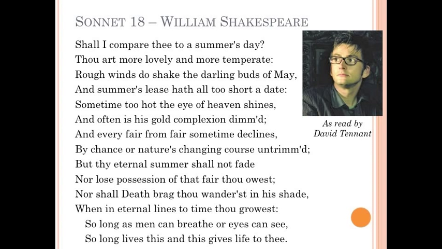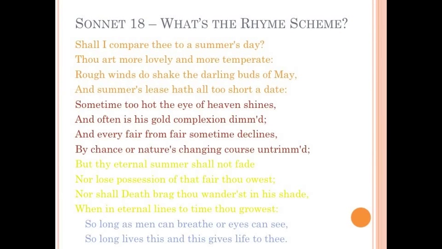Now that we've listened to David Tennant recite Sonnet 18, let's figure out how we can break this up into stanzas. I said that we were going to be working with two different kinds of stanzas, the quatrain, which is the four-line stanza, and the couplet, the two-line stanza. If we look at this very carefully, I have separated these stanzas into four different colors, and as you can see, the first three separations, the orange, the red, and the yellow, are all made up of four lines.